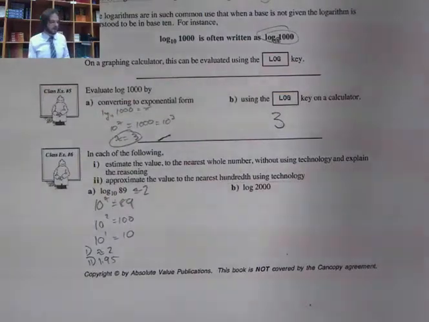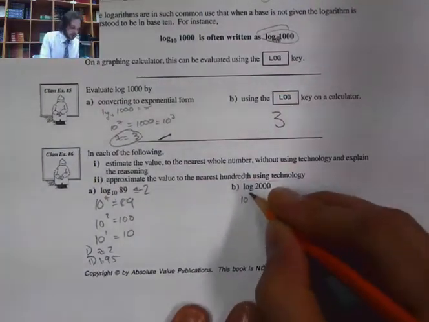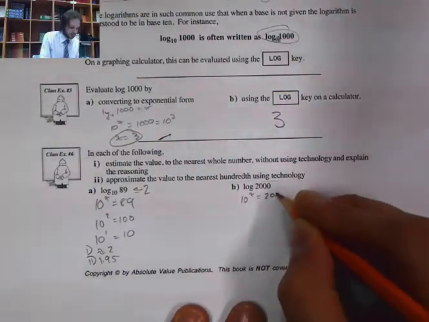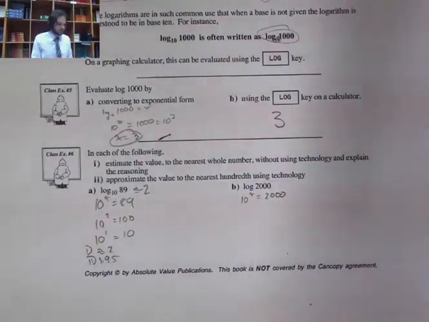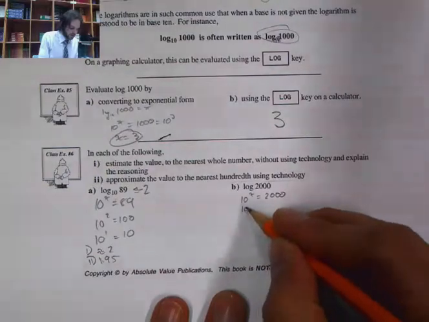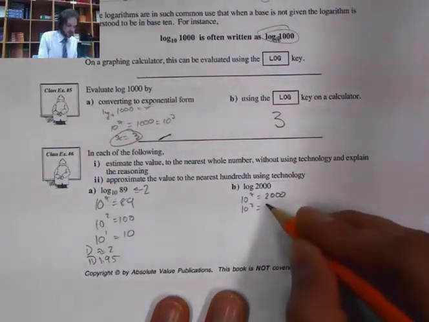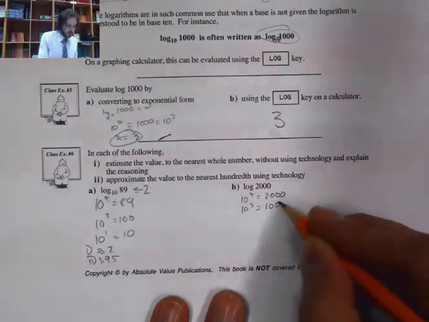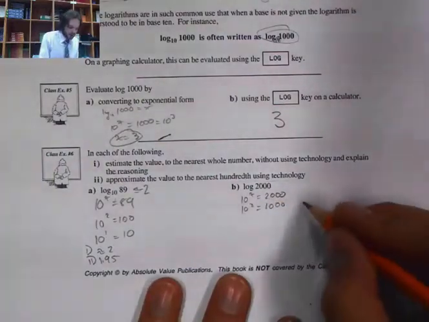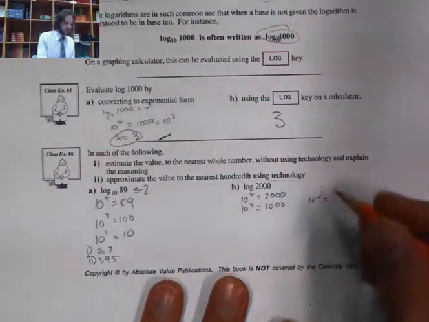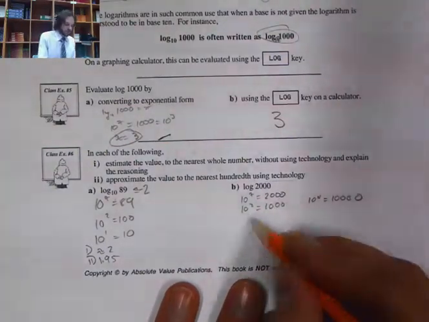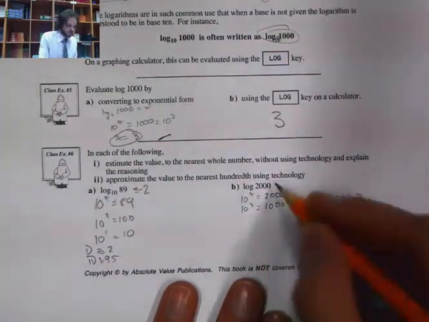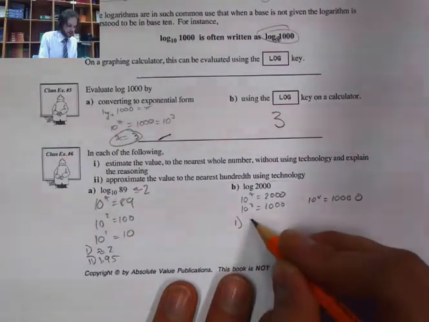Okay, let's take a look at the second one. We want log 2,000. So that's saying 10 to the x is equal to 2,000, right? Now, I know 10 to the 3 is equal to 1,000. Now this is double that. 10 to the 4 is equal to 10,000, so this is closer to 3. So I'm going to say this is equal to 3.